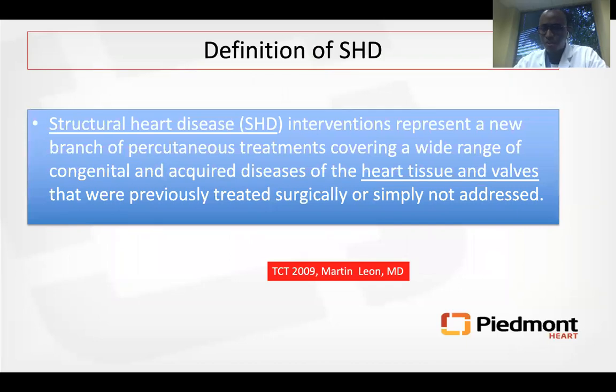Structural heart disease interventions represent a wide range of percutaneous treatments covering a wide range of congenital and acquired diseases of the heart and valves that were previously treated surgically or simply not treated. As you can see in the definition of this segment of cardiovascular medicine, it does not include coronary artery disease and percutaneous coronary interventions.